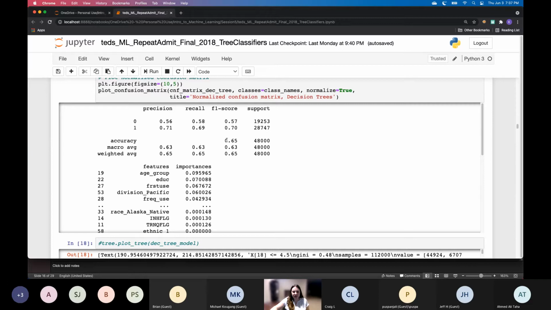So I ended up with a terrible accuracy. It's 0.65, so this model isn't much better than chance on predicting readmission.